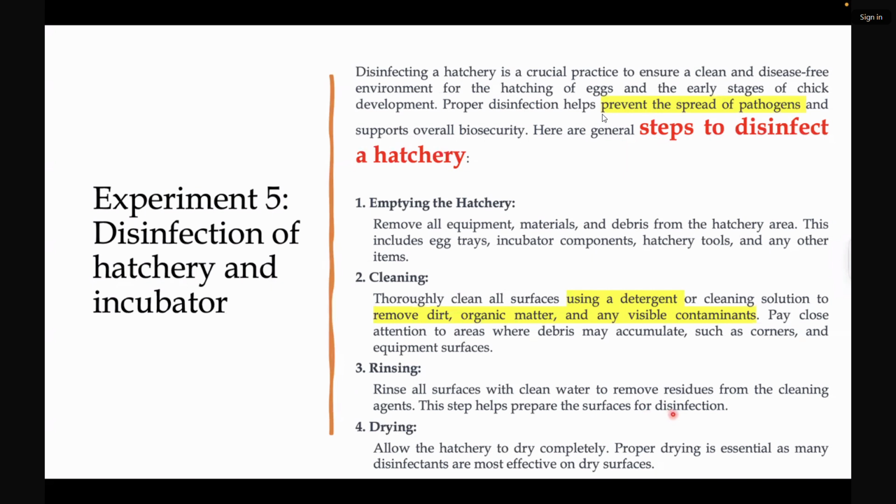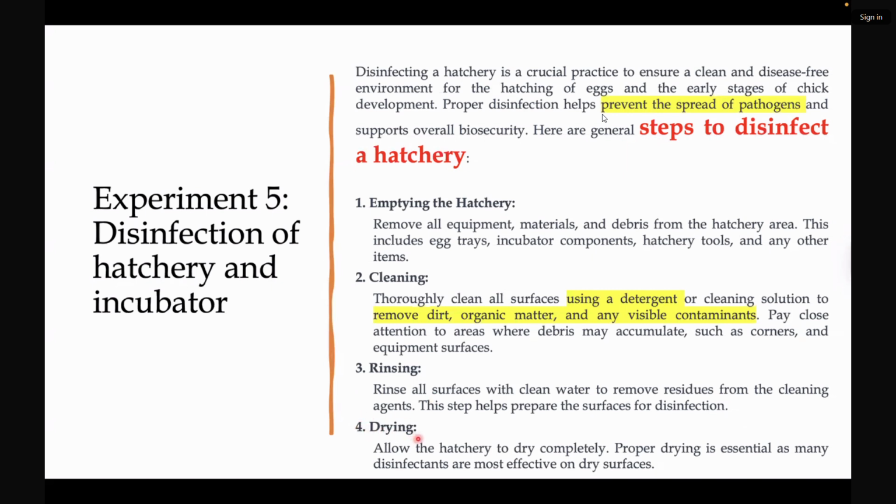So, one more thing to remember, be clear in your mind about the terms disinfection and disinfectants. Okay, so disinfection is the process, and disinfectants are the chemicals we use to disinfect anything.